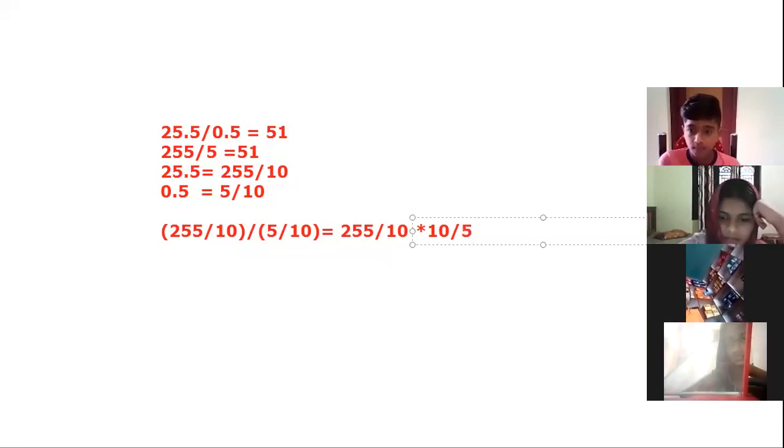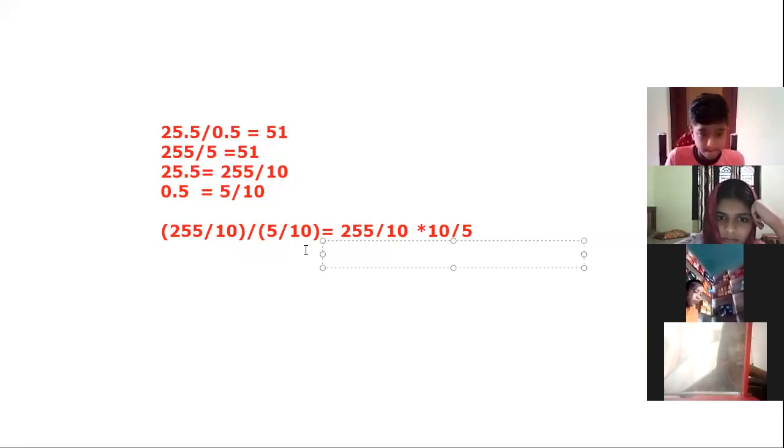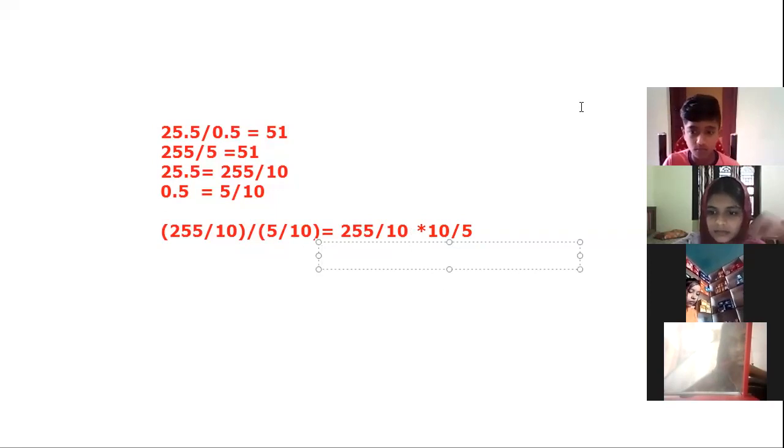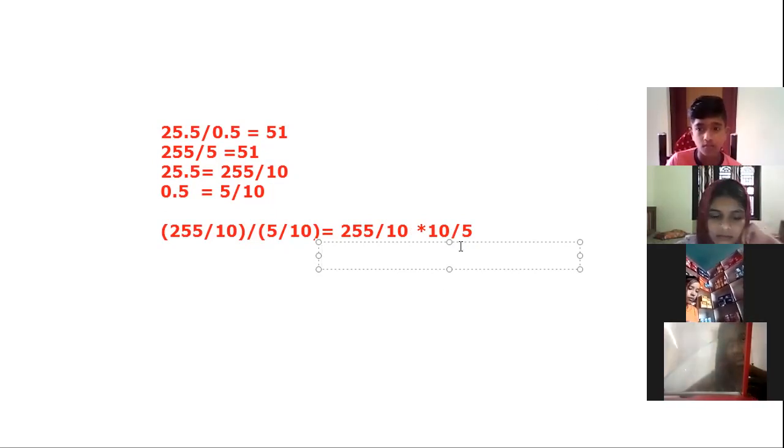What is the value of 10 by 5? Is it 50? No, it is 10 divided by 5. How many 5s are in 10? Two. So 10 by 5 is equal to 2 itself.